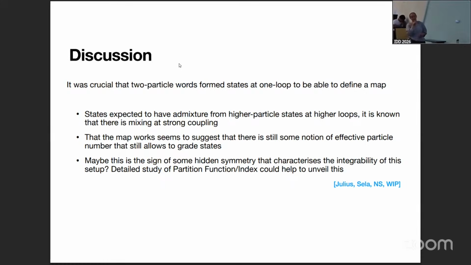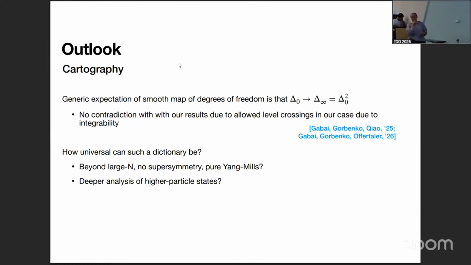Maybe there is some hidden understanding of all these features of this theory, and maybe you can do not only partition function calculations, but maybe consider the superconformal index to unveil something more, but maybe not.